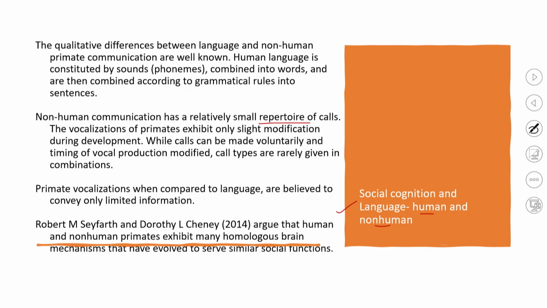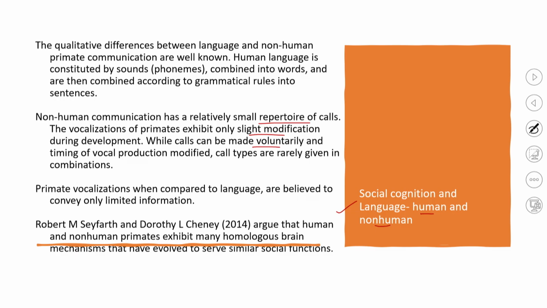For example, vocalizations of primates exhibit only slight modification during development, while calls can be made voluntarily and the timing of vocal production modified. Call types are rarely given in combination. So, it is not the same as human language, where there are multiple types of combinations and permutations possible that give rise to what we ultimately call complex language. That may not be the case for primates, but still there are points where we can compare.